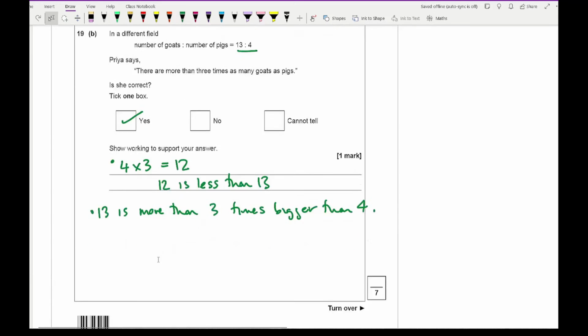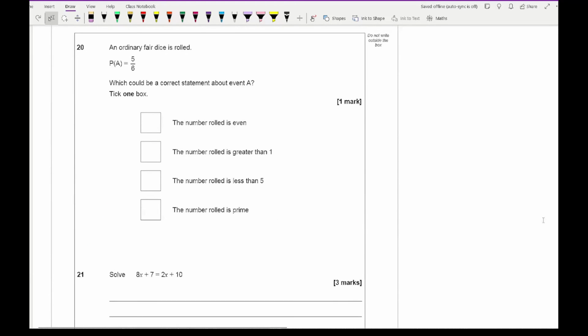And then moving on to question 20, it says that an ordinary die is rolled and the probability of getting A is 5/6.